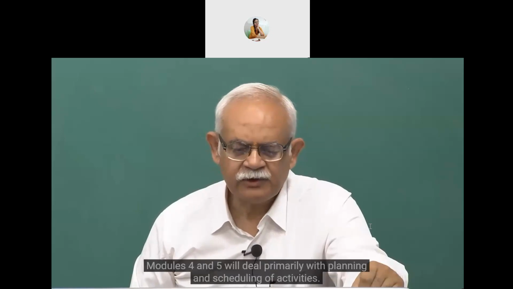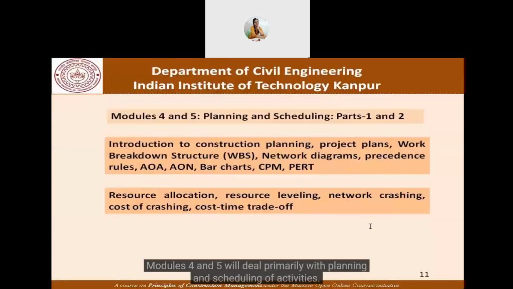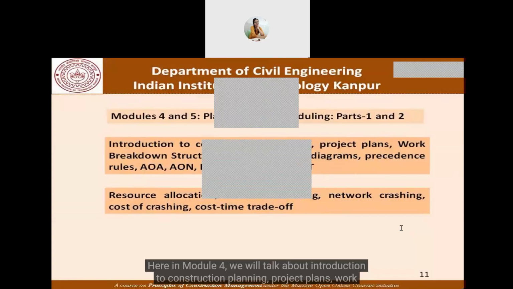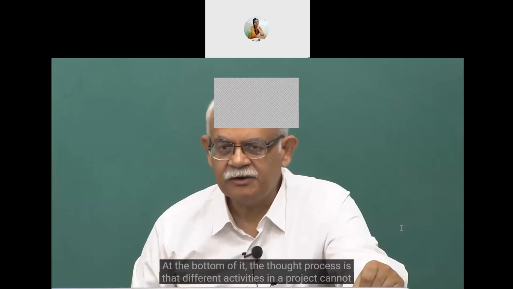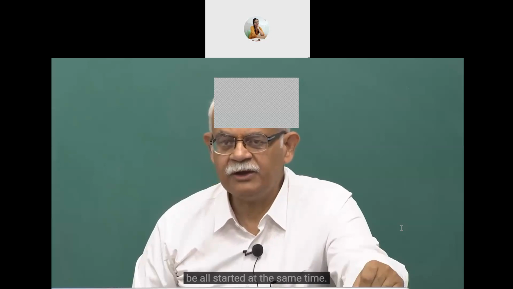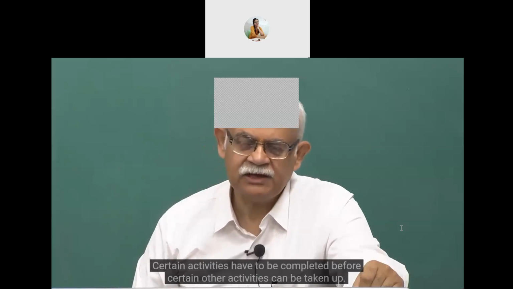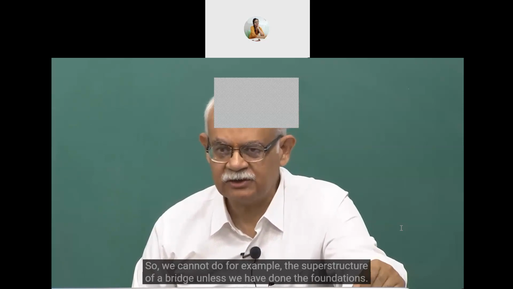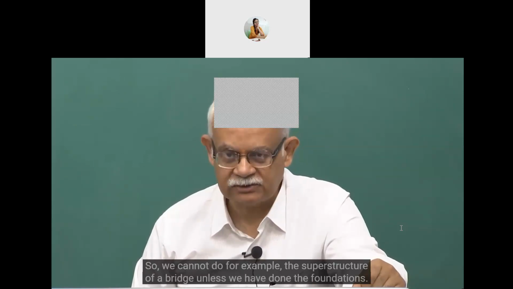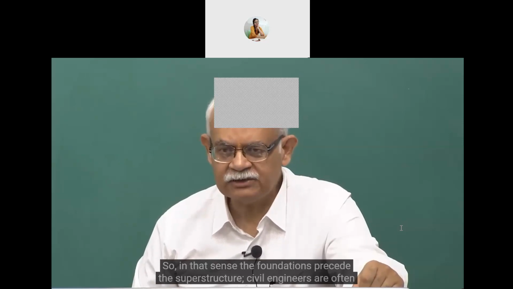Modules 4 and 5 will deal primarily with planning and scheduling of activities. Here in module 4, we'll talk about introduction to construction planning, project plans, work breakdown structure, network diagrams, precedence rules, AOA, AON, bar charts, CPM, PERT, and so on. At the bottom of it, the thought process is that different activities in a project cannot all be started at the same time. Certain activities have to be completed before certain other activities can be taken up. So we cannot do, for example, the superstructure of a bridge unless we have done the foundations. So in that sense, the foundations precede the superstructure.